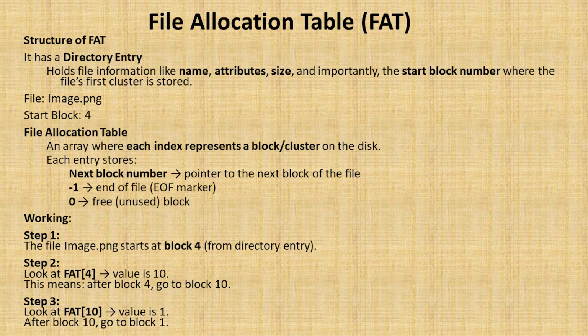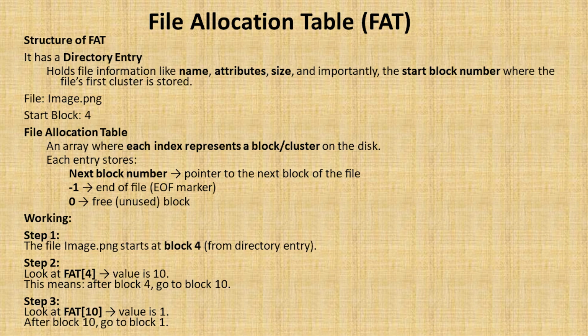It holds the file information like name, attribute, size, and importantly the start block number where the file's first cluster is stored. For example, if the file name is image.png, the starting block allocated is 4. The file allocation table is an array where each index represents a block or cluster on the disk. Each entry stores the next block number, a pointer to the next block of the file. -1 indicates that it is the end of the file, and 0 indicates that it is a free block, that is, an unused block.